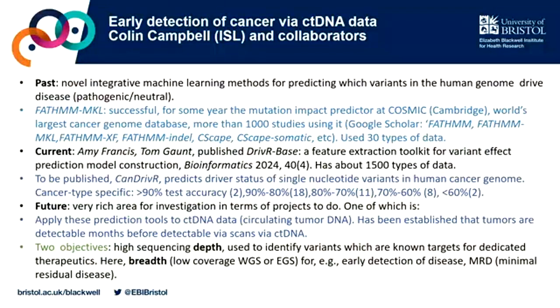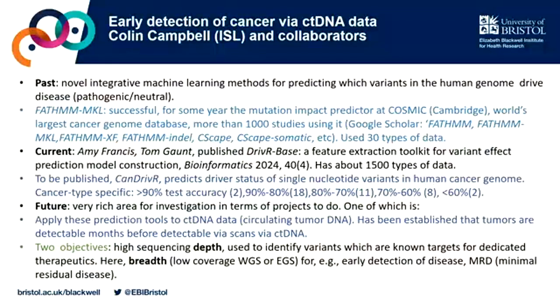which are informative for driver status. Just to give you one: if you look at sequence conservation across species, if you have a highly conserved region in the genome, then that tends to indicate it's functionally important. If you've got a variant there, it tends to indicate a higher probability of being pathogenic. So initially, we're using 30 different types of data.